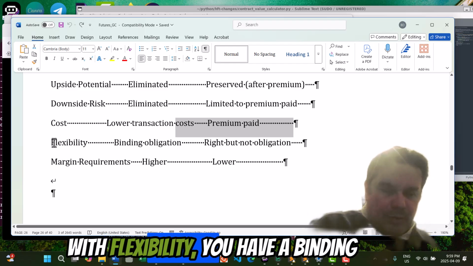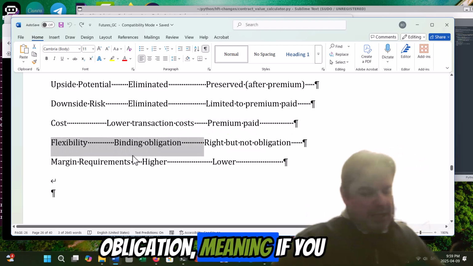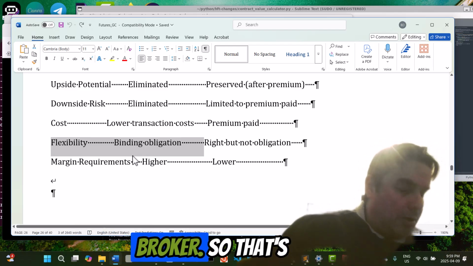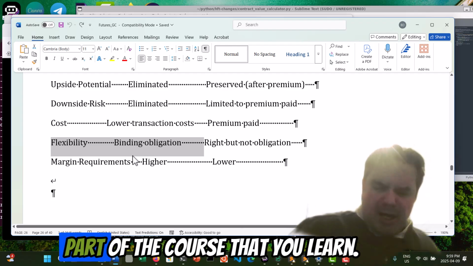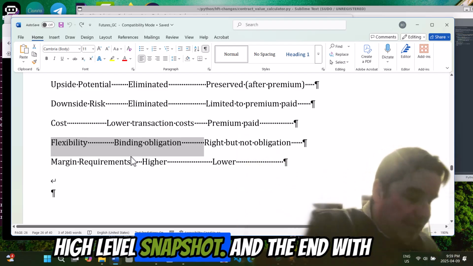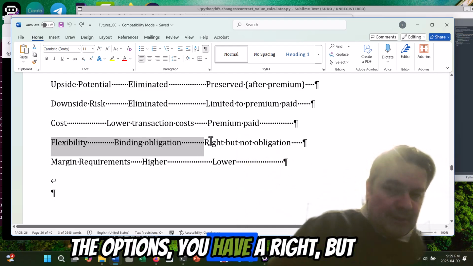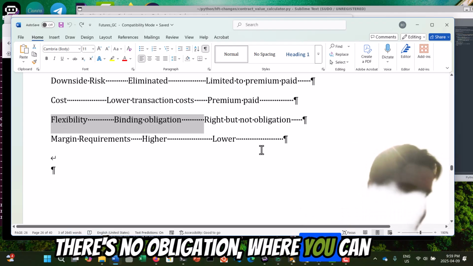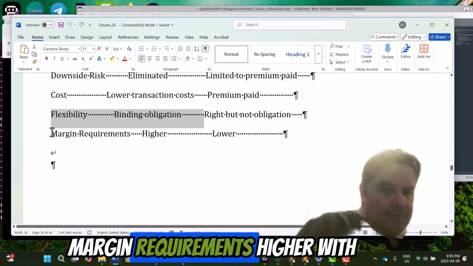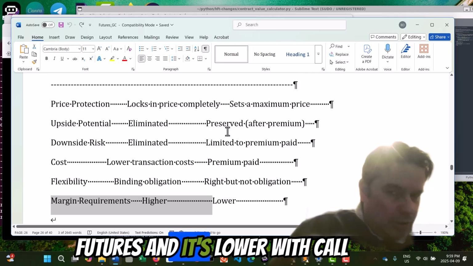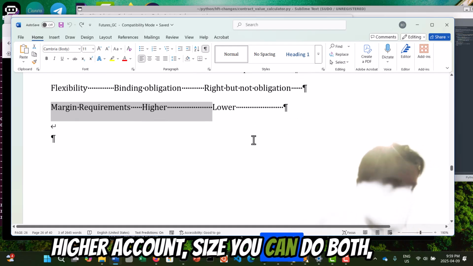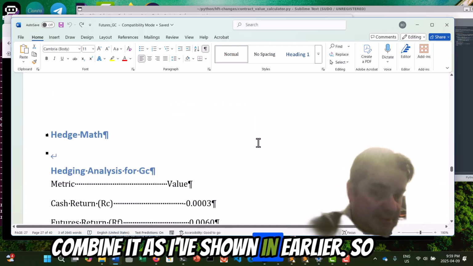With flexibility, futures carry a binding obligation, meaning if you just trade futures and something goes bad, you'll get a margin call from your broker. That's part of the course where you learn these sorts of things. It's just a high-level snapshot. And again, with options, you have a right but no obligation, so you can get in or out. The margin requirement is higher with futures and lower with call options. And as you build out a higher account size, you can do both and combine them, as I've shown earlier.